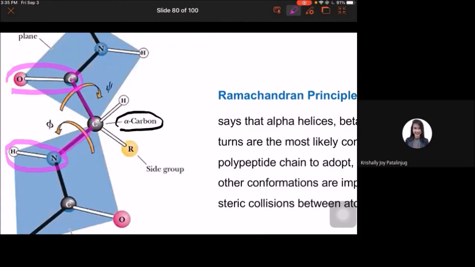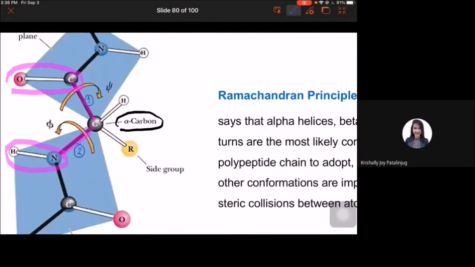Again, these are rotational bonds: 1, 2. That is why you can see arrows in the figure. The arrows that you see represent that the bonds are rotational. And because of the rotation, Ramachandran angles are being formed. There are two types of Ramachandran angle.